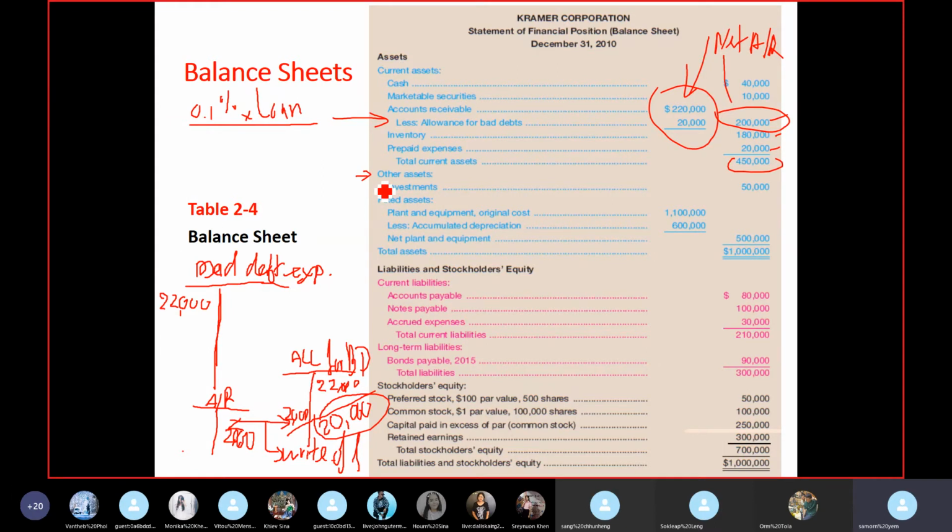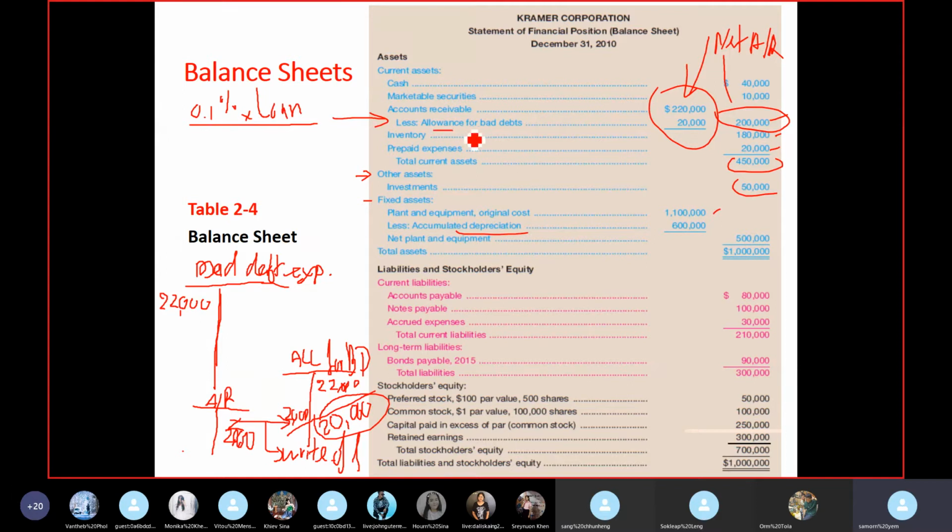Other asset or long-term asset, we can say, including fixed asset. Other asset, it is investment. Investment there are 50,000. Fixed asset, or long-term asset, plant and equipment. In original cost there are 1,100,000. Assume that for depreciation less.